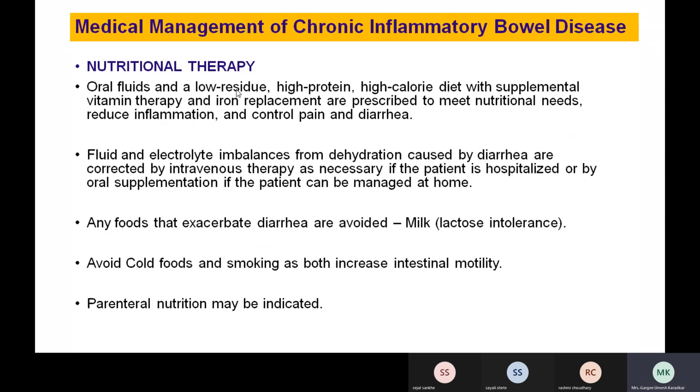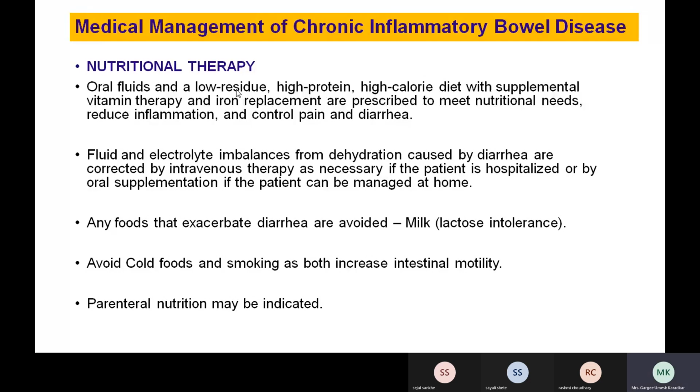So how are these managed? First is the nutritional therapy, so taking care of the intake of the patient. Oral fluids have to be given to the patient. Then you cannot give a full diet to the patient, so a low fiber diet has to be given. That is called a low residue diet.